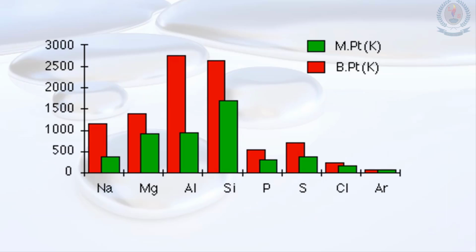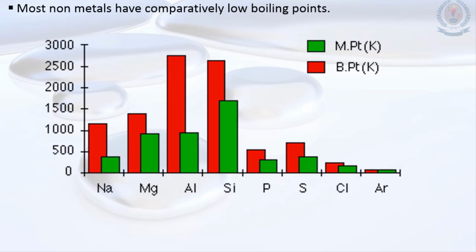Okay, as I told you earlier, most non-metals have comparatively low boiling points. So I am going to confirm my idea by using a graph. Here you can see, as we already learned, sodium, magnesium, aluminium are metals. Then silicon is a metalloid or semi-metal, and the rest are non-metals. So we look at this. In here the red color bars are representing the boiling points and the green color bars are representing the melting point. Here it is given, right?